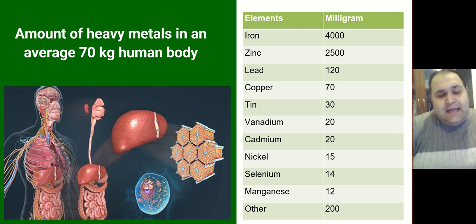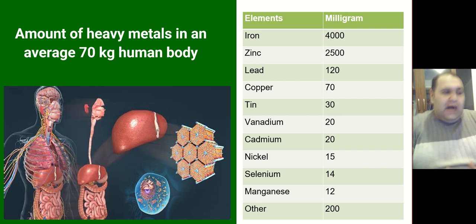And let's see the amount of heavy metals in the average 70 kilogram human body. The human body requires a small amount of heavy metals like zinc, copper, iron, aluminium, nickel, etc.